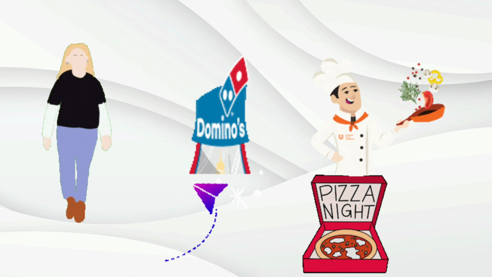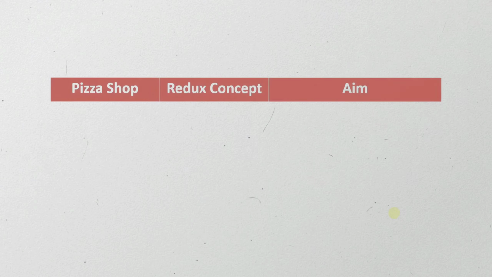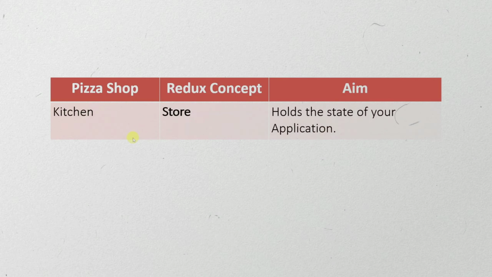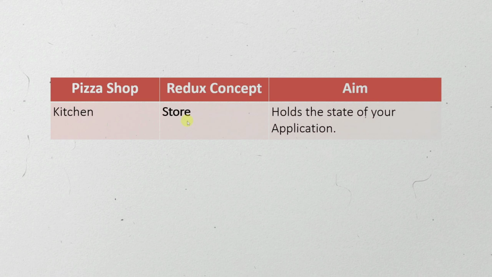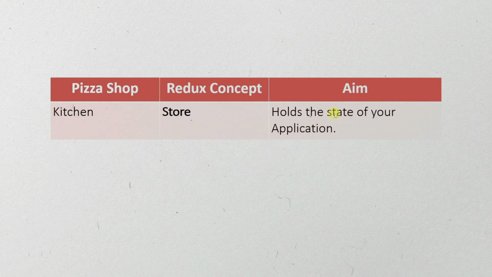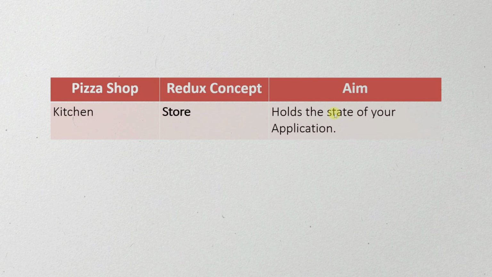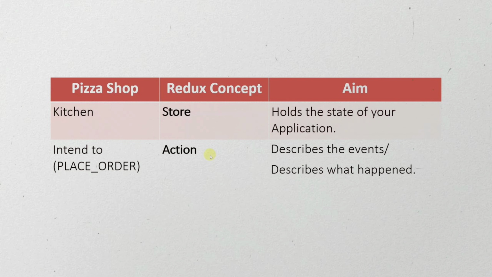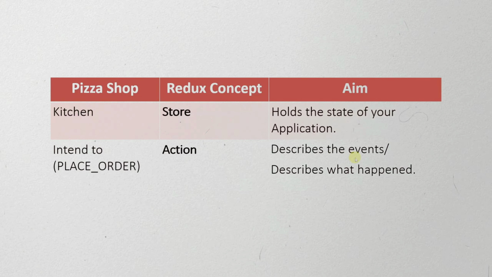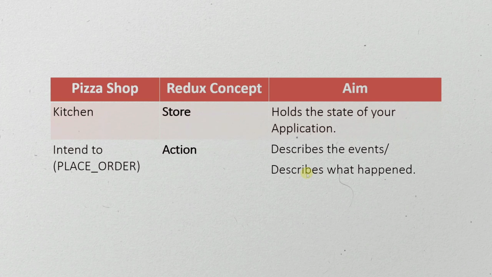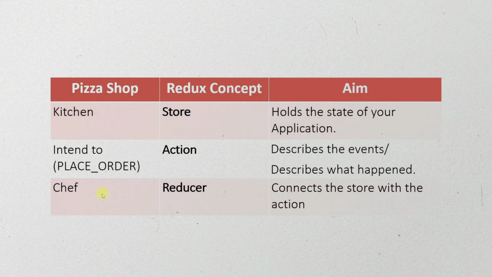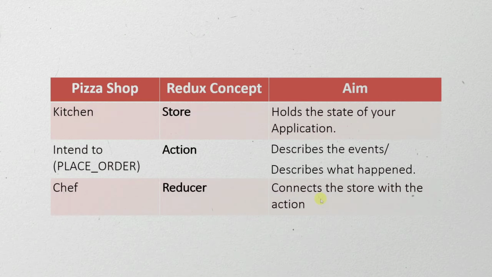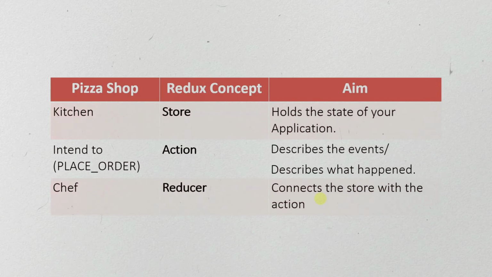Let us combine everything and see the concept in this table. So inside a pizza shop, kitchen will be representing store. The aim of a store is to hold state of our entire application. Then the customer intent to place an order is called as action. Basically, it describes the event, describes what happens. Then finally, chef is the reducer which will be connecting store with the action. If the customer is placing the action, only then reducer will be updating our state.